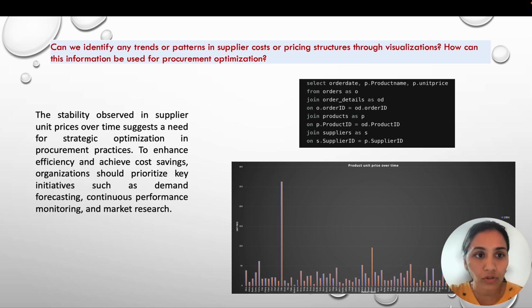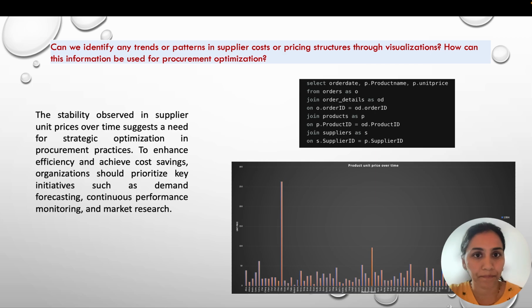Now for procurement optimization, we have to enhance efficiency and achieve cost savings. The organization should prioritize key initiatives such as demand forecasting, continuous performance monitoring, and market research. This was our last question of the project.